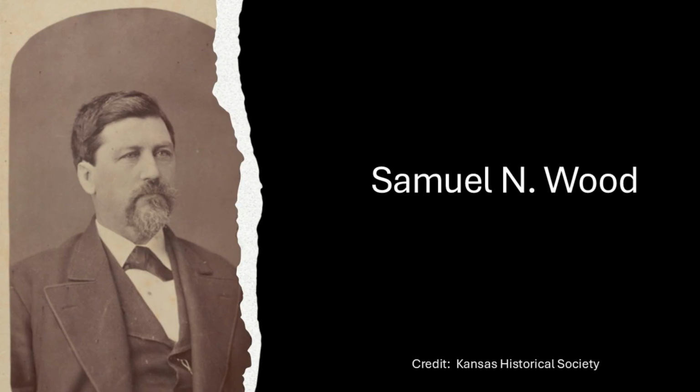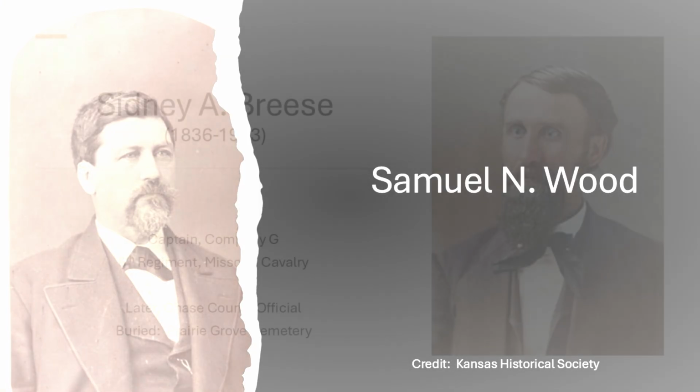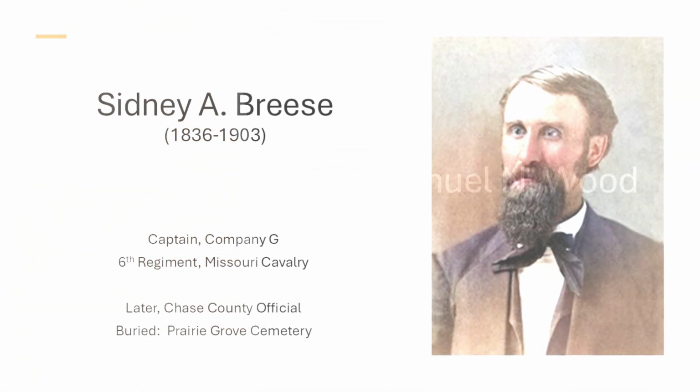Instead, Wood opted out of military service to resume his service to the legislature and to attend personal business activities in Morris and Chase counties. These included real estate and railroad promotional schemes. We've discussed some of these in earlier videos. A frustrated Sam Wood left the Army in August of 1862.